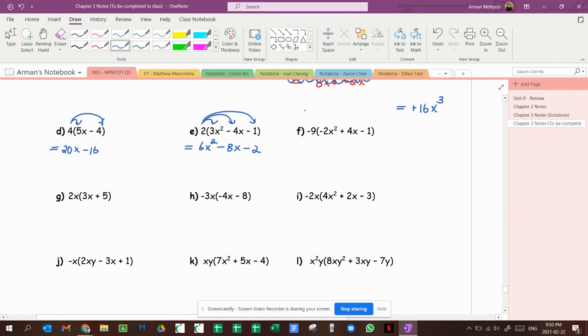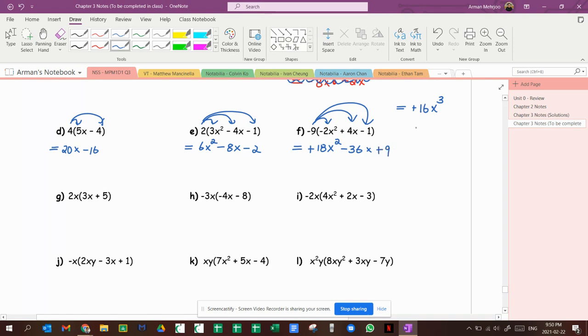Let me erase some of that stuff so I can make a little bit more space for myself. This negative 9 is going to get distributed to 3 terms inside the brackets. Negative 9 times negative 2 is positive 18, and I keep my x squared. Negative 9 times positive 4 is negative 36, and I have to bring down the x. And then negative 9 times negative 1 is positive 9.